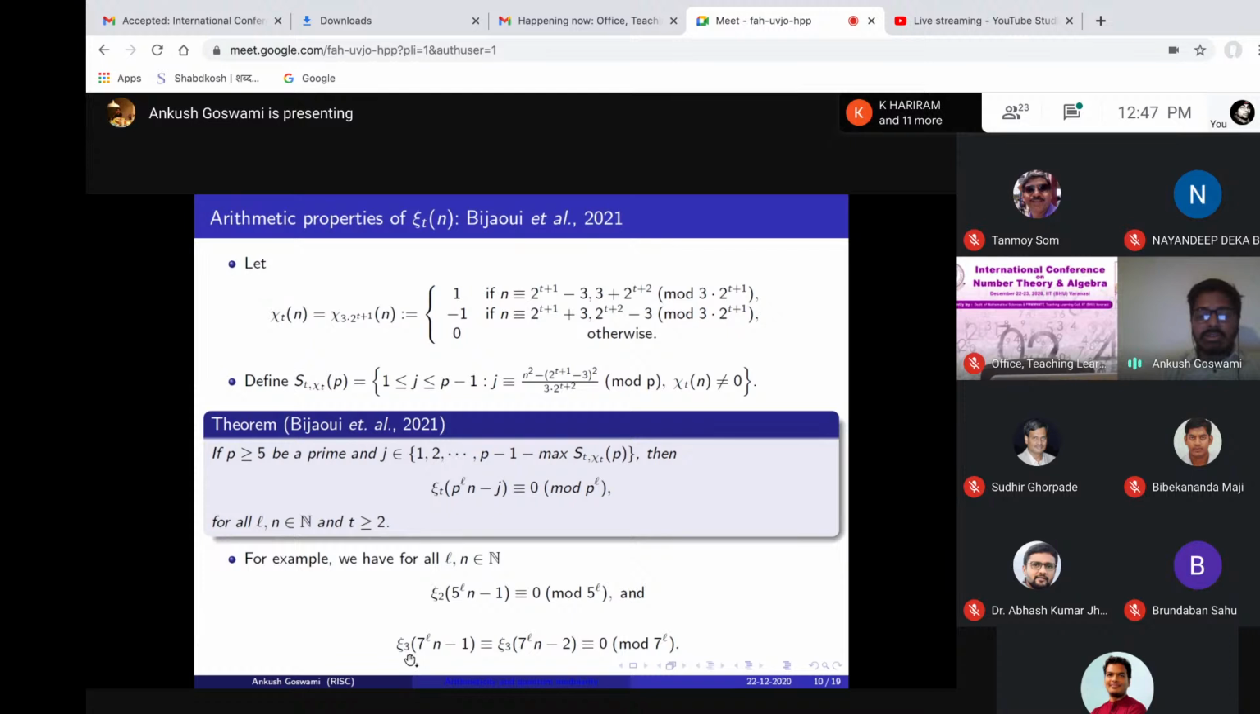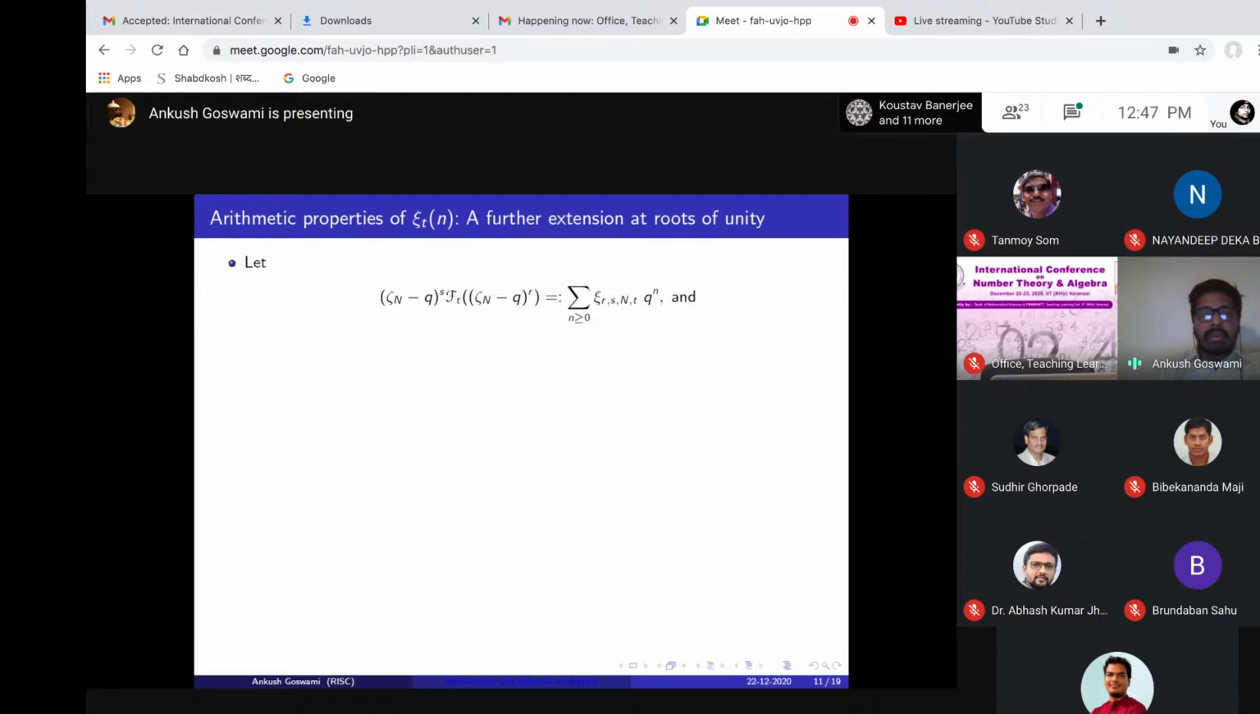And then I also generalize their result. And to generalize the result, I again have to consider this function zeta n minus q to the power of s, f t of zeta n minus q to the power of r, where, as before, r is any non-zero integer and s is any integer. And if you write the q-series expansion of the left hand side, the coefficients are given by this thing. So it is xi with subscripts r, s, capital N, t. I forgot to put the argument here, so it's a small n there.